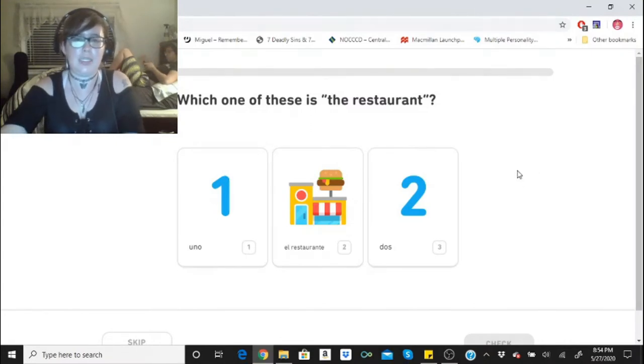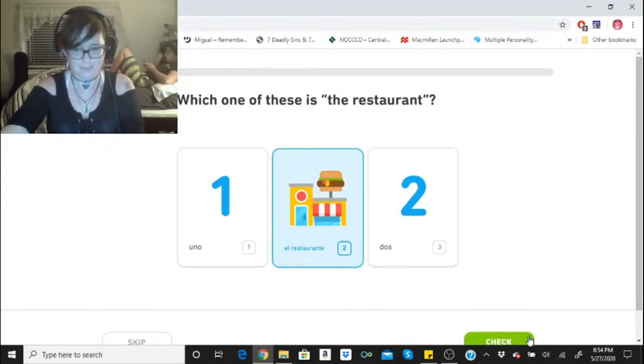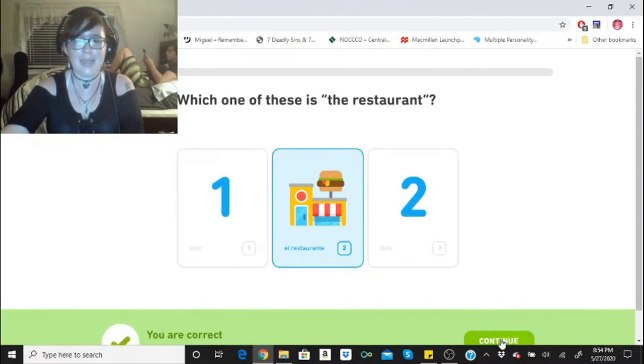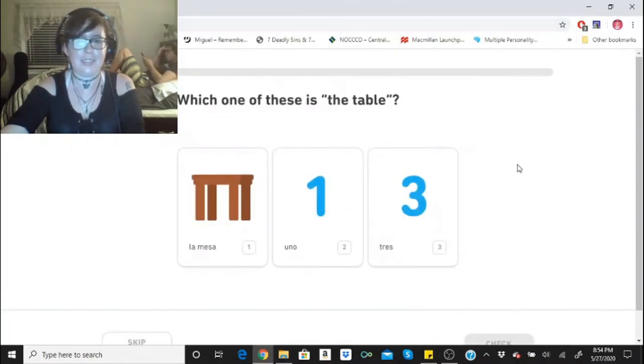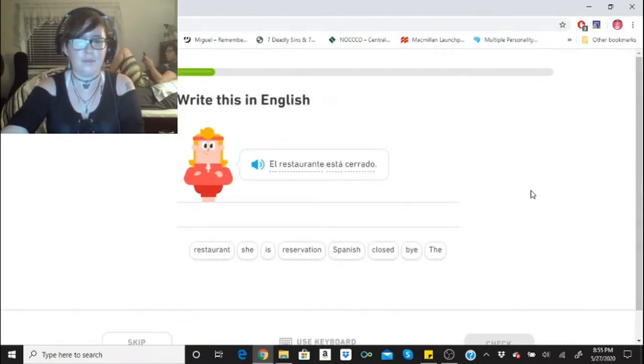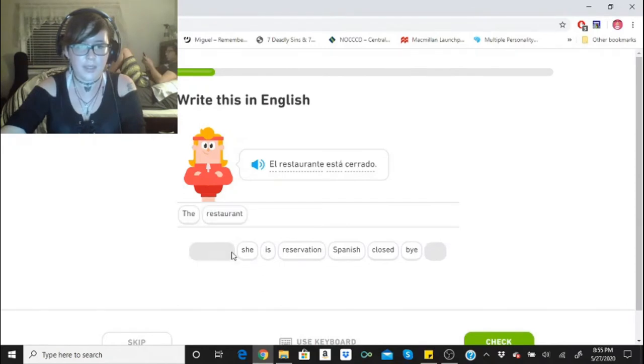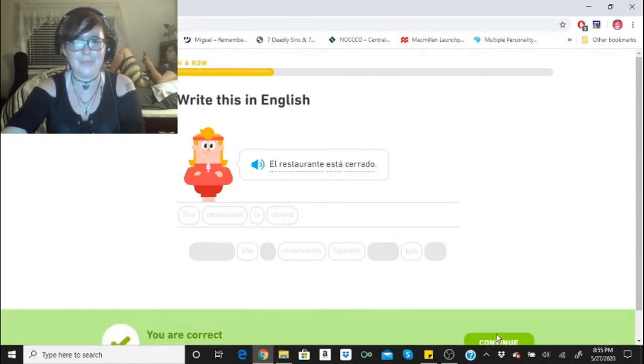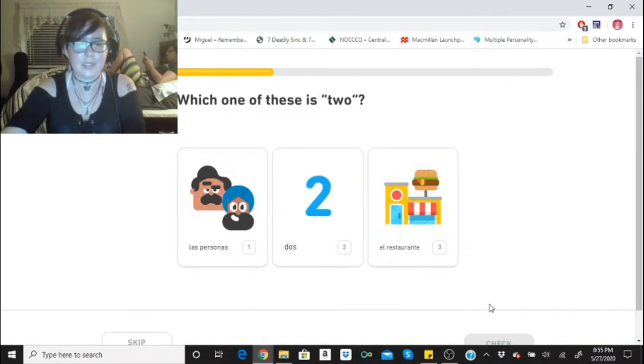So which one of these is the restaurant? That will be El Restaurante. Yay. Which one of these is the table? That would be La Mesa. El Restaurante está cerrado. So that means the restaurant is closed. Woo! Which one of these is 2? That would be dos.